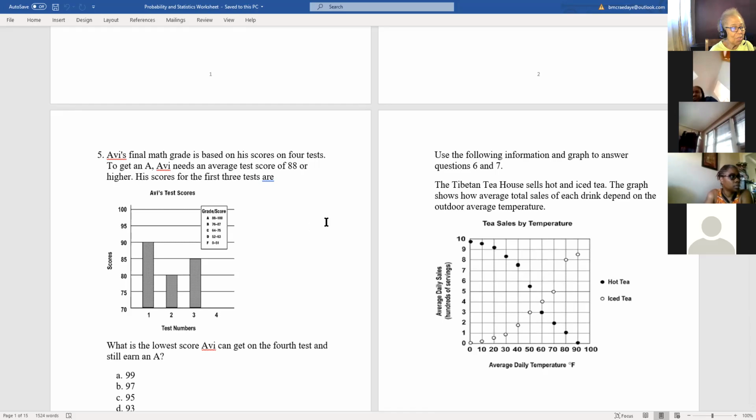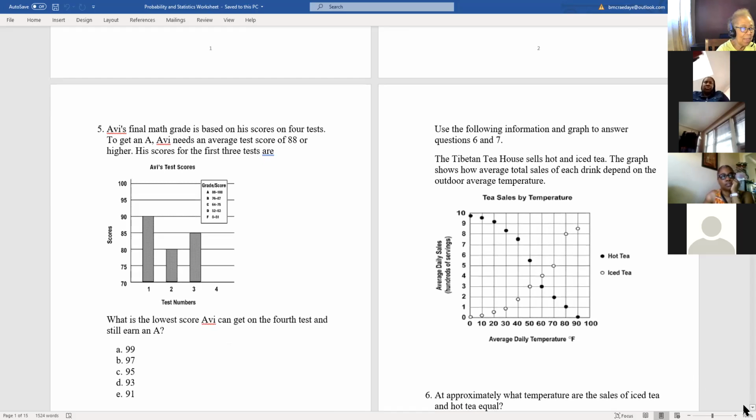What did you get for your answer? A, B, C, or D? I got C. You got C? How did you do number 5? Tell me how you got C.